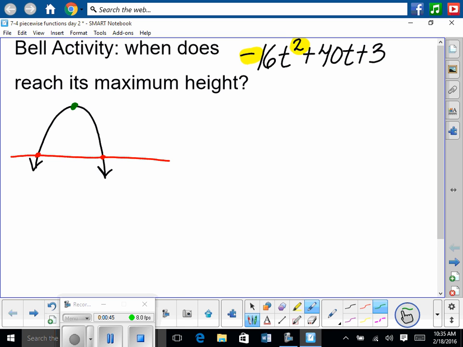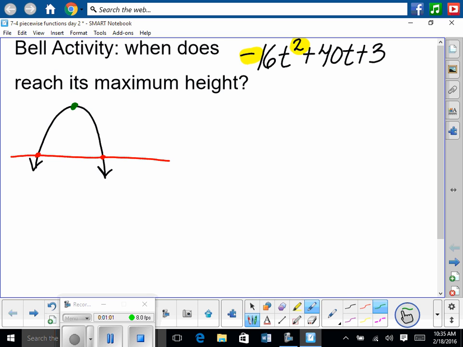So it says, when does this reach its maximum height? If you solve it, won't you be finding this value and this value? That's not really going to help us a whole lot, is it? Wouldn't this be helping us a lot? Does everybody see that our vertex would be helping us? Isn't that the maximum height?